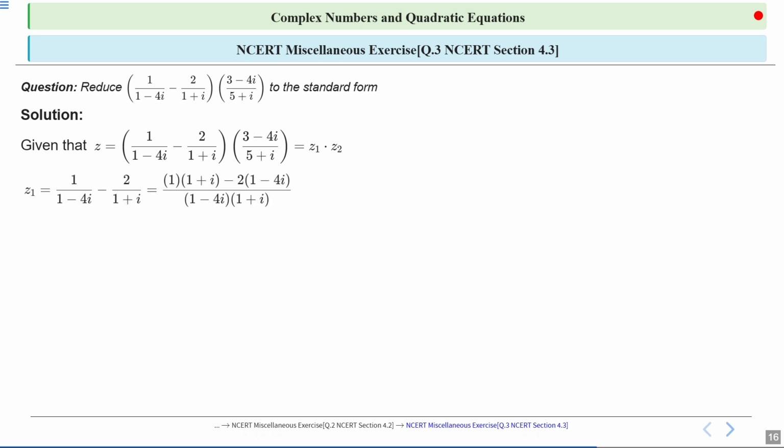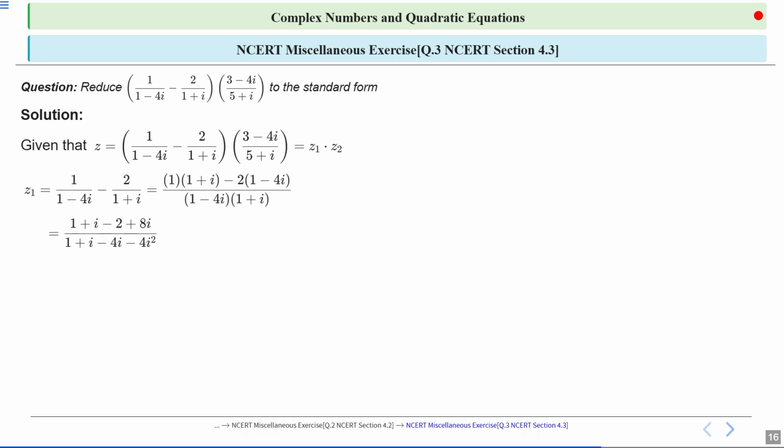Now let's focus on simplifying z1. So we have z1 equals 1 divided by 1 minus 4 times iota minus 2 divided by 1 plus iota. To combine these two fractions, we need a common denominator. So we write it as z1 equals 1 times 1 plus iota minus 2 times 1 minus 4 times iota, divided by 1 minus 4 times iota times 1 plus iota.